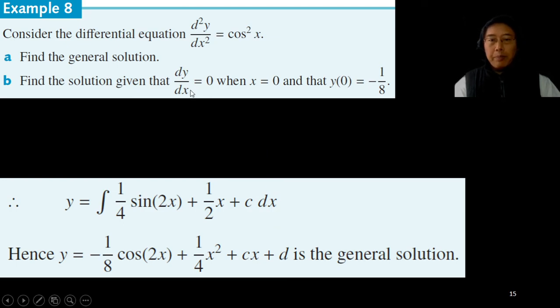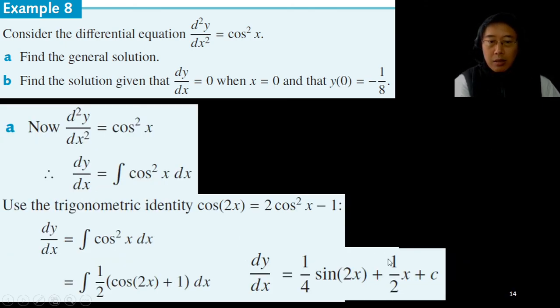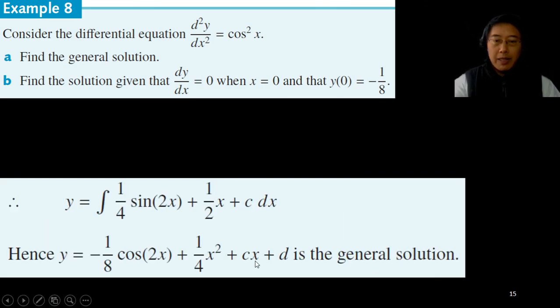Now, for part B, you have the derivative here. For y of 0, we're going to use this expression, but for the derivative at x equals 0 equals 0, we're going to use the previous expression, which is this one. And what we'll do is we'll get the C value, which we will place into here, and then you will continue the solving.